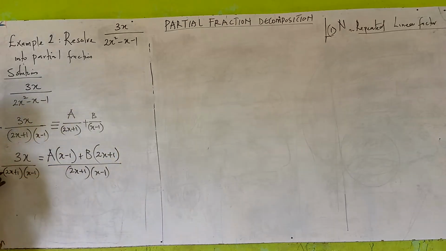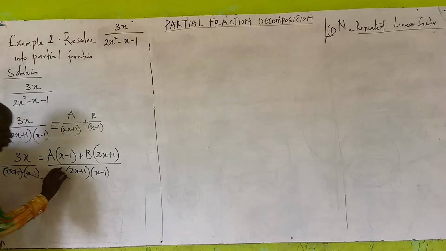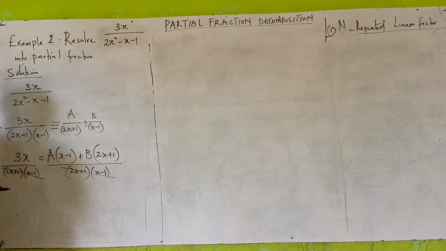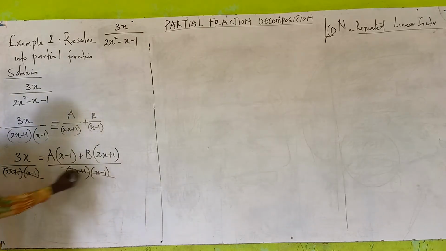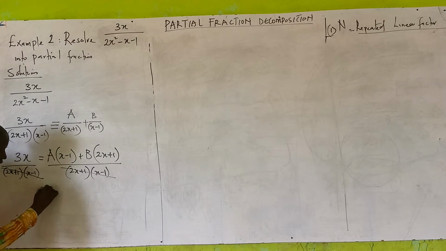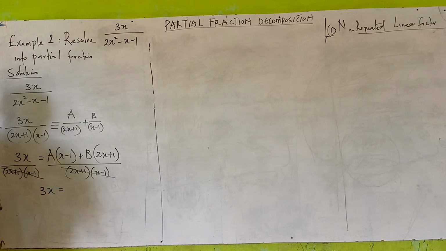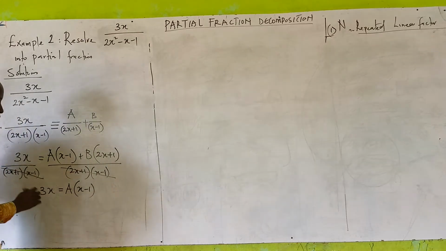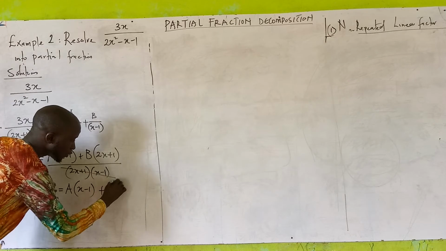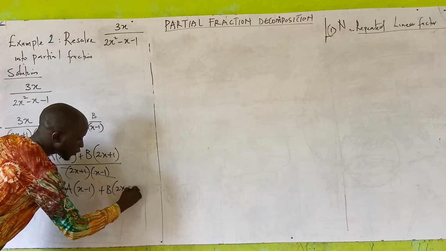Now, if you look at what we have here and what we have here, you notice that they are the same. So this will cancel this. That is why we do not need to bother ourselves writing this out. So we just have 3x equals to a into bracket x minus 1 plus b into bracket 2x plus 1.